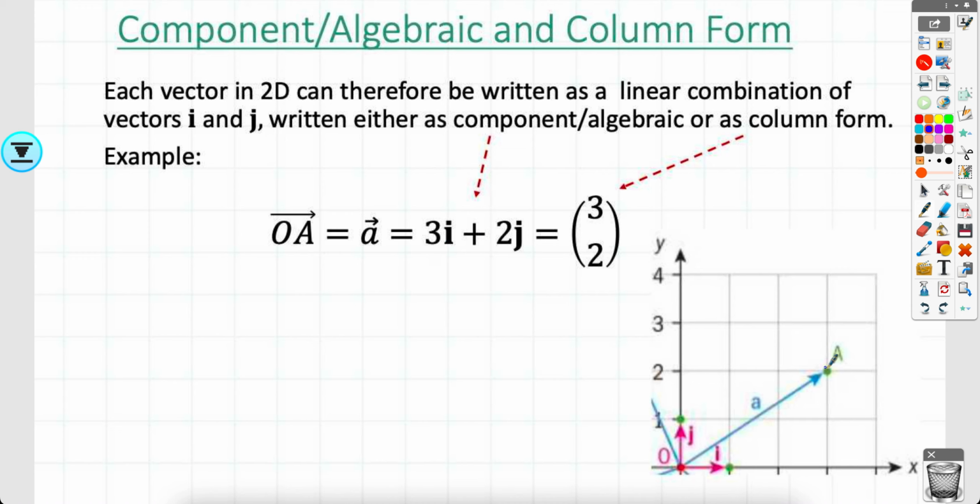If you look at here, this is point A or vector A, and I'm moving 3 units to the right. So 3 i's, and I'm moving 2 j's up. I can also write it in column form, where this represents how much you're moving in the positive x direction and positive y direction, or how many i's and j's you're moving.